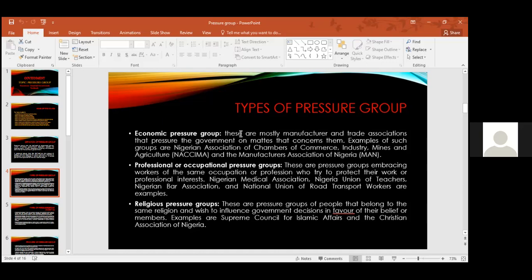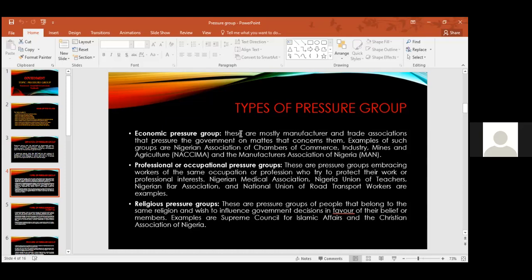For example, the Chamber of Commerce, there's a way they will affect the government to ensure that everything that has to do with commerce, which is defined as buying and selling and production of goods and services. So all these things have to do with pressure groups such as the Nigerian Association of Chamber of Commerce, who are ensuring that they affect the decisions of the government when it comes to commerce in the country.